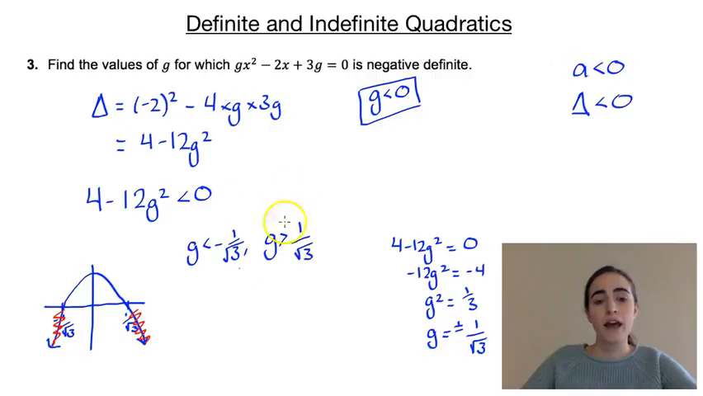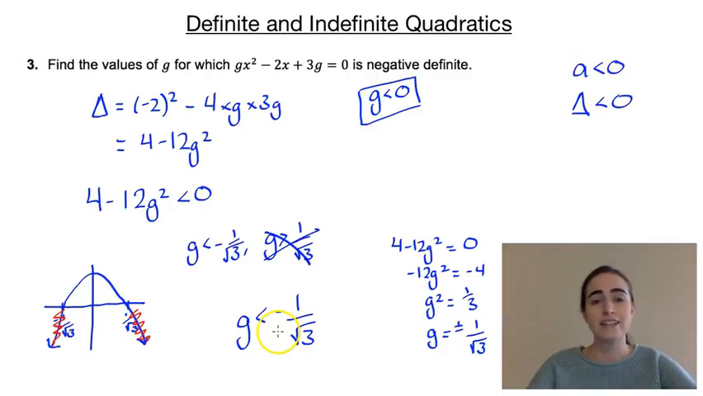But what we've been told is that we need g to be negative. So we can't have g being greater than 1 on root 3 because it doesn't satisfy that first condition that we needed. So our solution is that g will be less than minus 1 on root 3. So that's a few examples of figuring out problems that involve definite and indefinite quadratics.